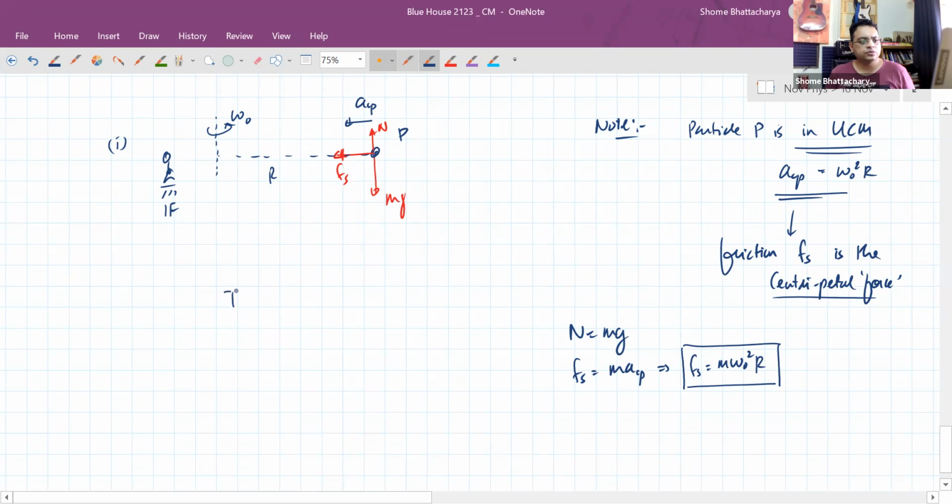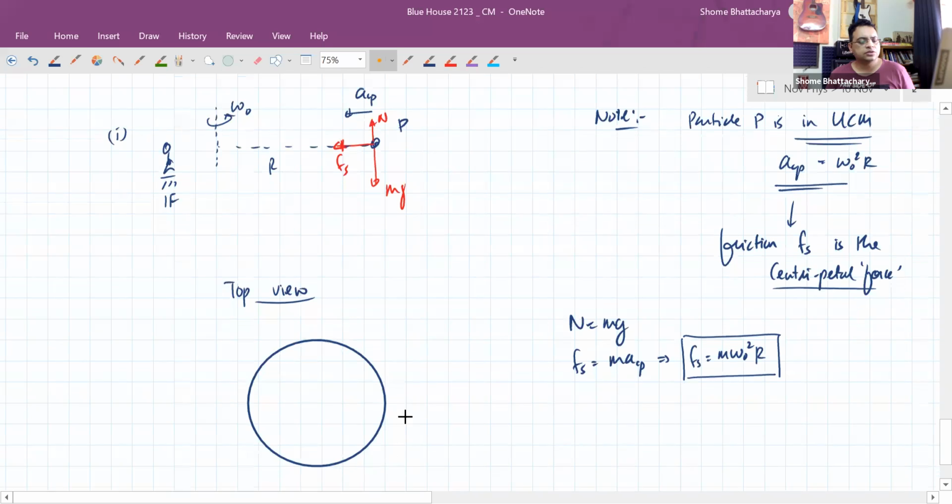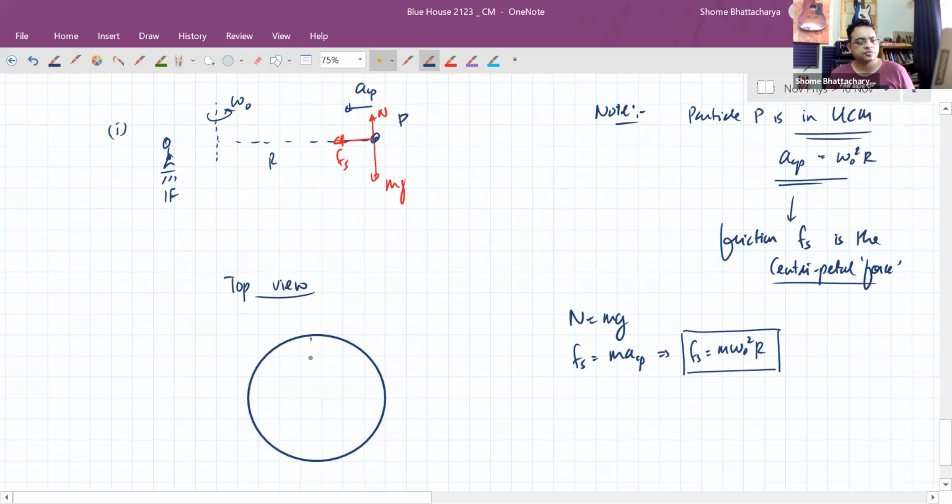So we see the top view. Yeah, Vedant, to answer your question also, the tendency to slip is radially outwards actually. So friction acts in the opposite direction. As we are seeing this from the ground frame, this particle is at any point of time having a speed v naught in this direction, the tangential direction.